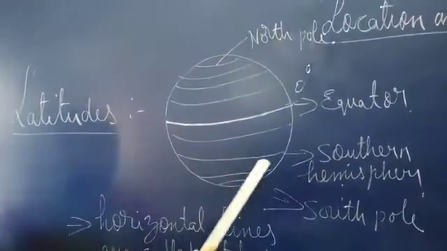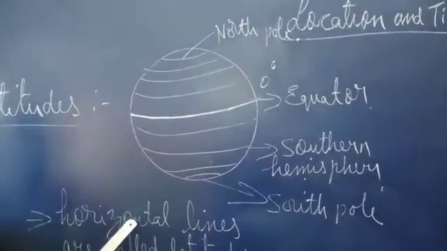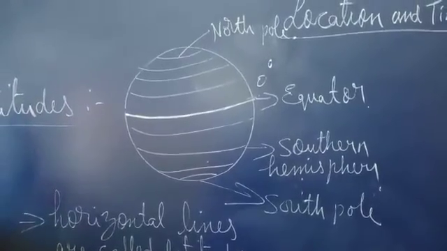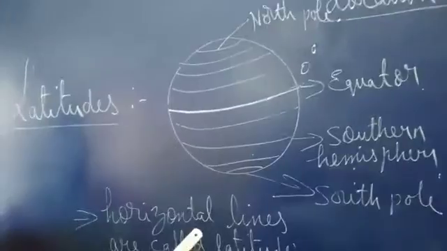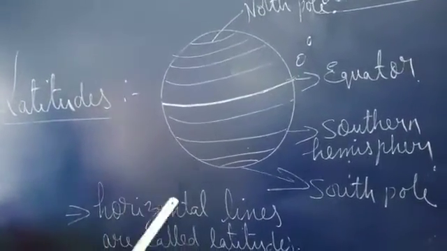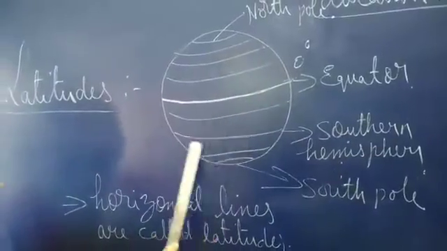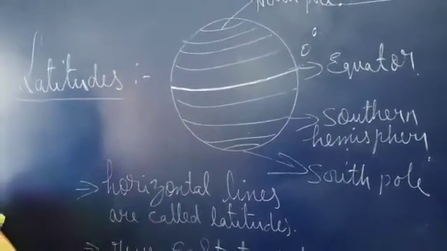Latitudes are horizontal lines, but they are all imaginary. They are not really on the earth. These are all drawn to identify particular places. It will be convenient to find the places. For that reason, these latitudes are drawn, and they are all imaginary lines.